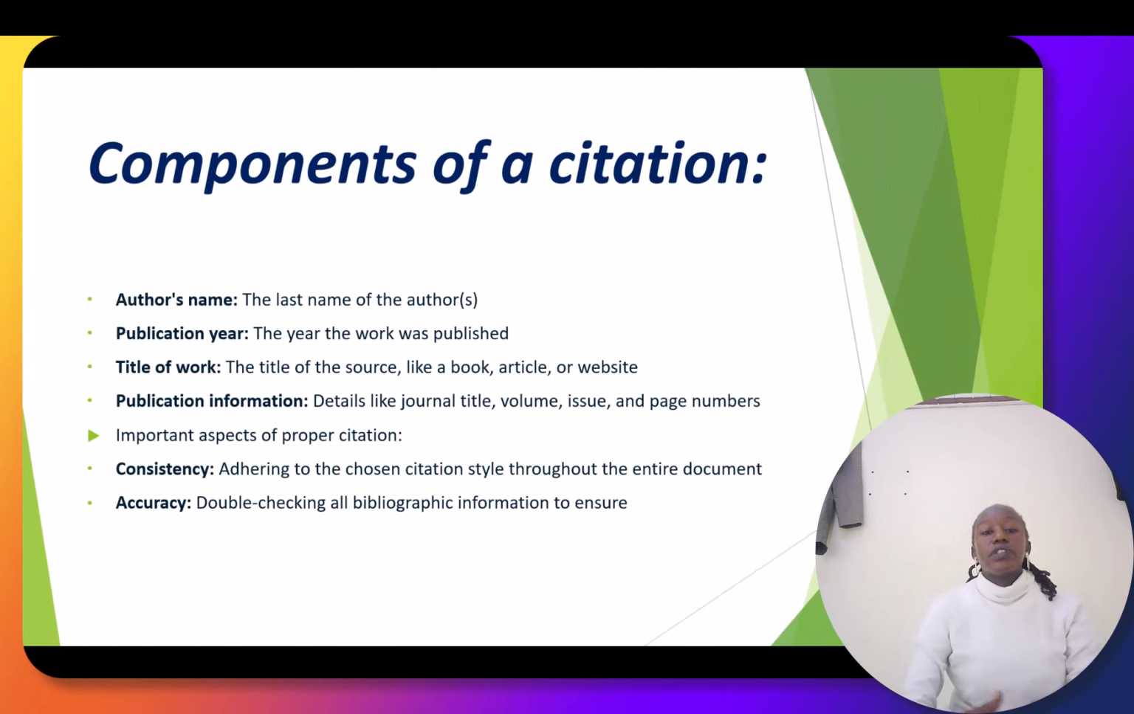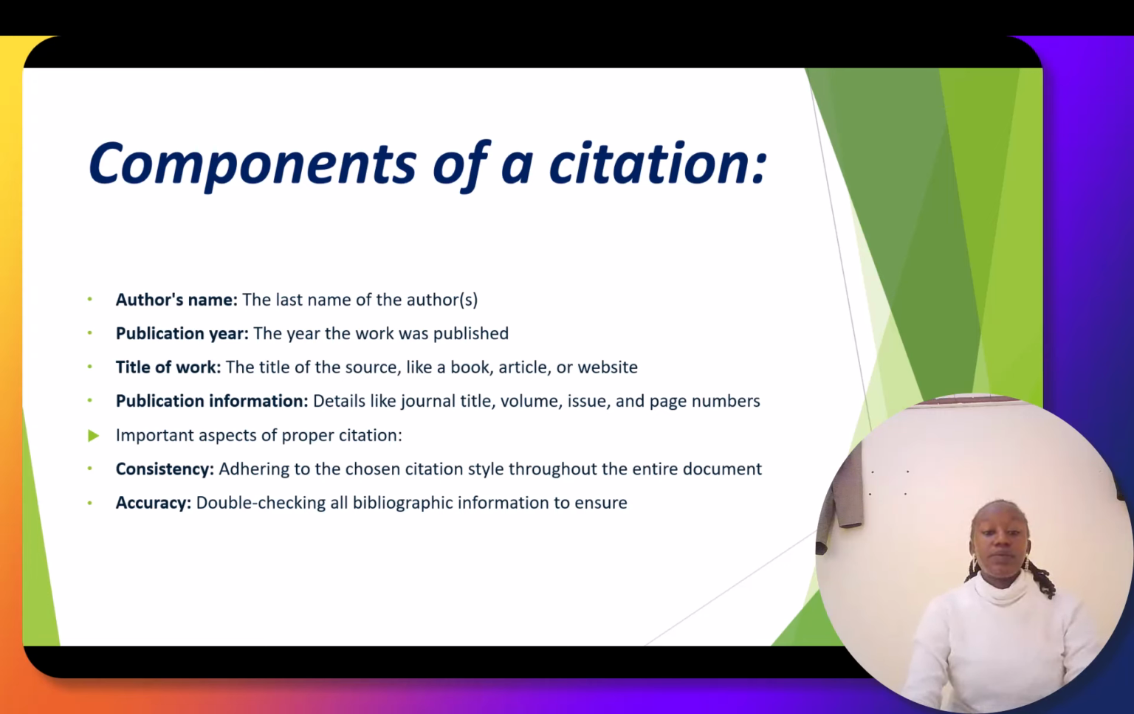Next, we're going to do components of a citation. What a citation should have: author's name, the last name of the author; publication year, the year the work was published; title of the work, the title of the source, like a book, article, or website; publication information, details like journal title, volume, issue, and page numbers.